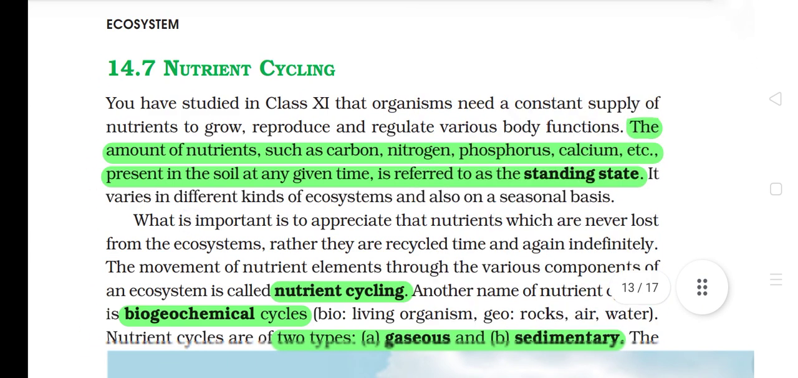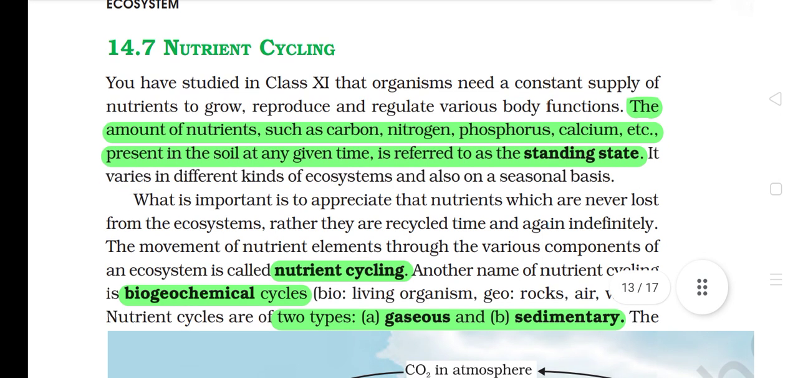14.7 Nutrient Cycling. You have studied in class 11 that organisms need a constant supply of nutrients to grow, reproduce, and regulate various body functions. The amount of nutrients such as carbon, nitrogen, phosphorus, calcium, etc. present in the soil at any given time is referred to as the standing state. It varies in different kinds of ecosystems and also on a seasonal basis.